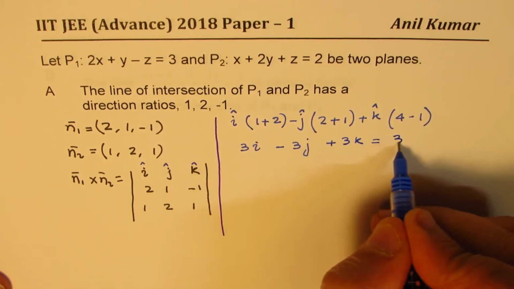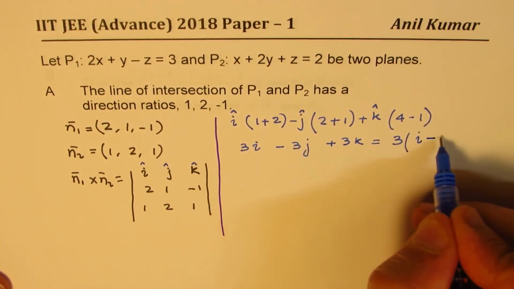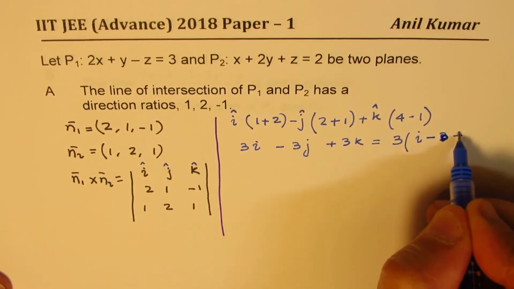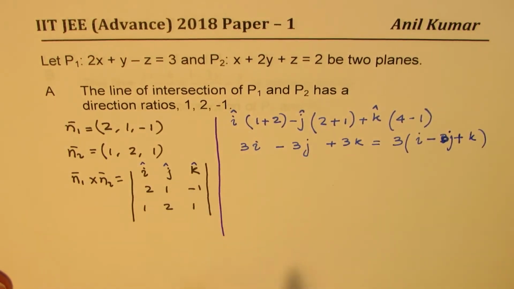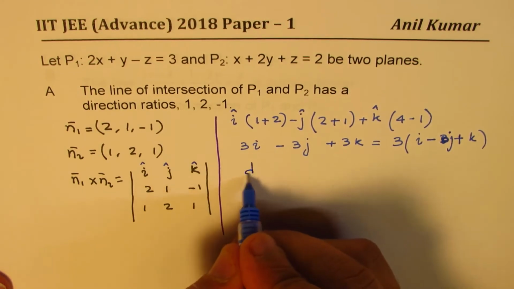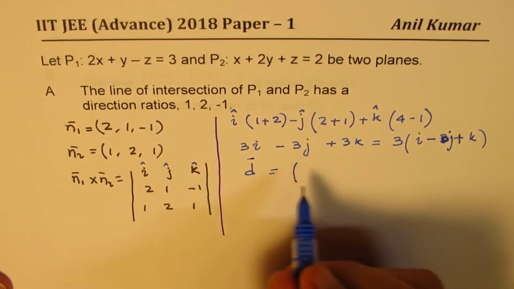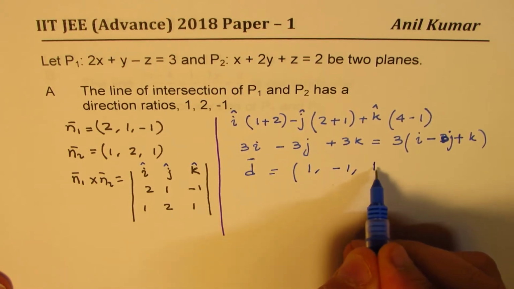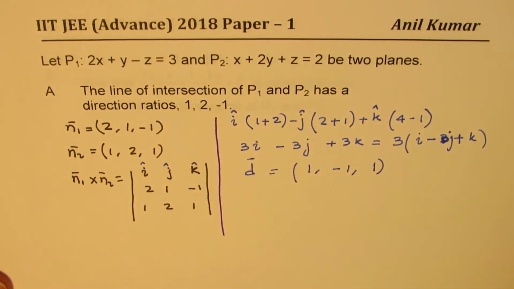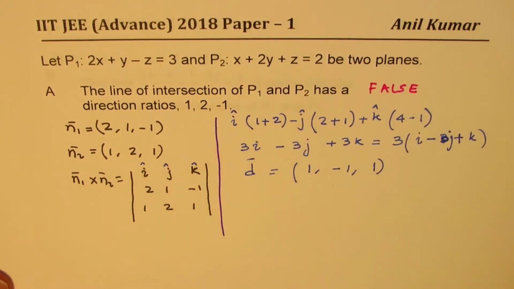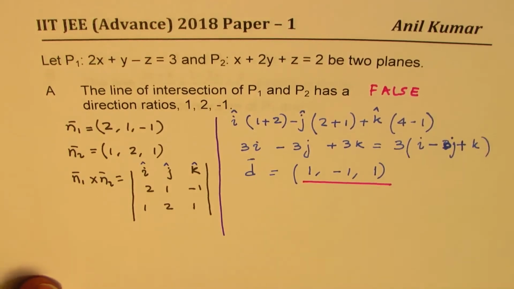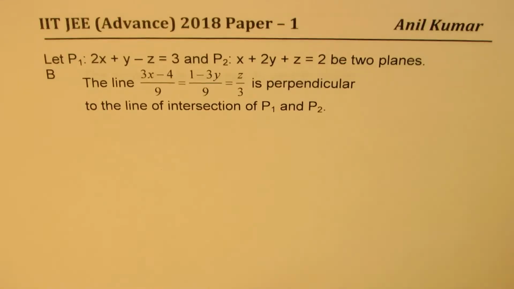So 3 you could just factor it out. We are looking for the direction vector. So it is plus i, minus j and plus k, correct? So we just factored out 3. So basically the direction ratios, what do we get? We get the direction ratios which are 1, minus 1 and 1, not this. So this statement is false. In our answer, we are looking for true answers, so that is not one of our answers. However, this is a very important conclusion, 1, minus 1, 1, which we are going to use in the rest of the questions. So let's move on to part B.